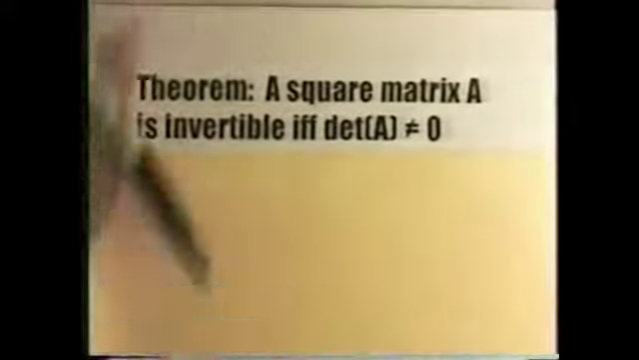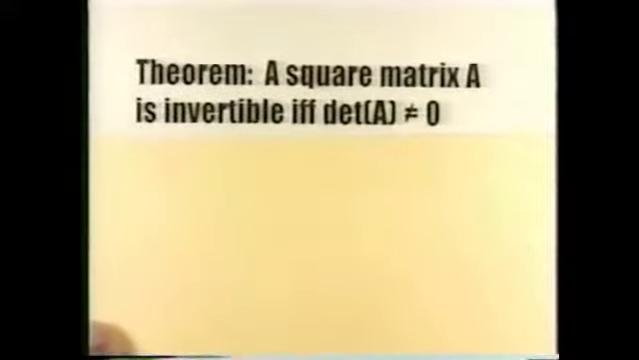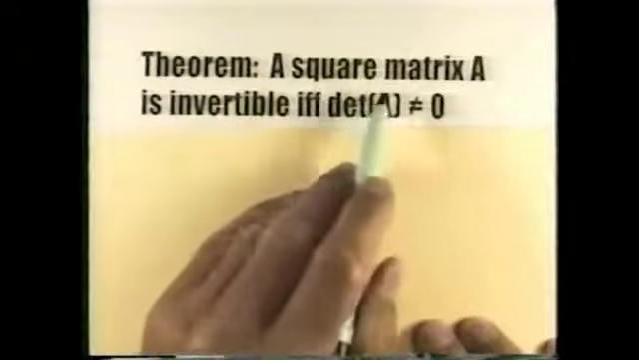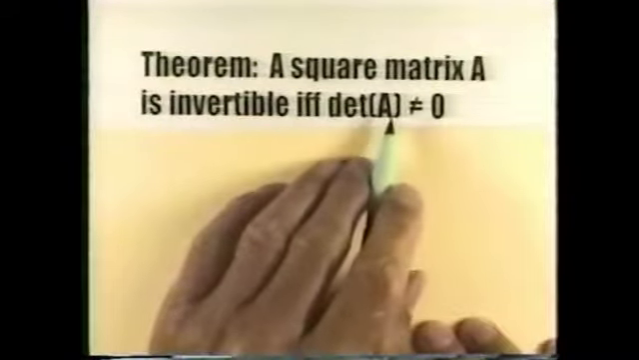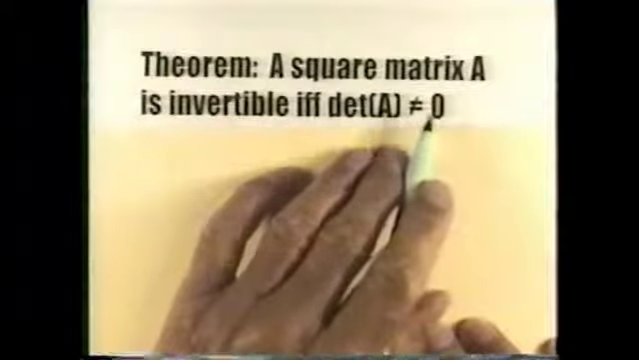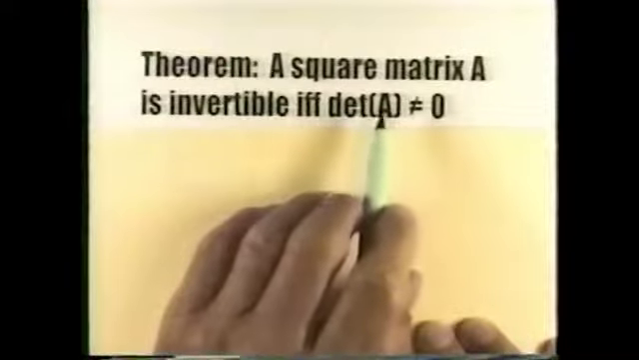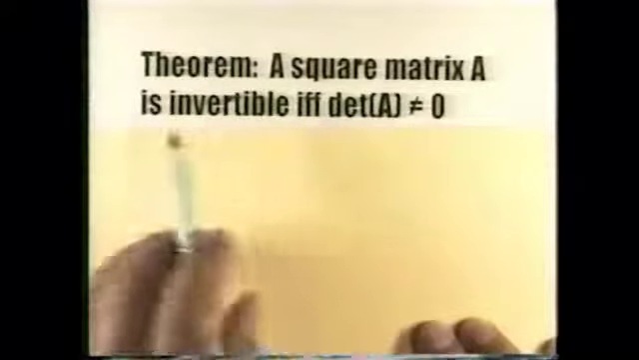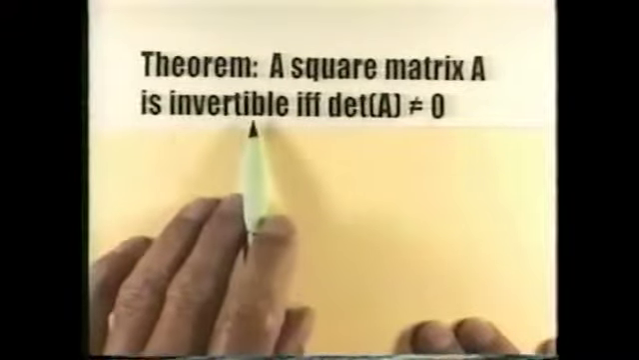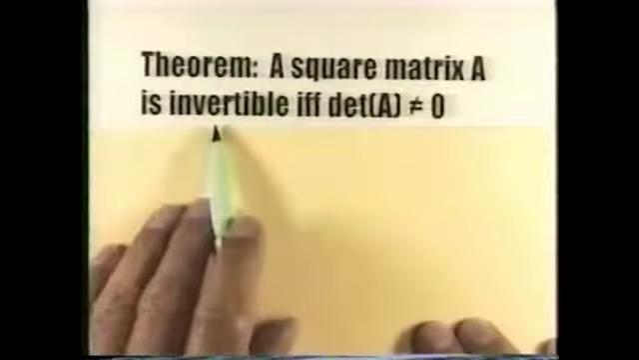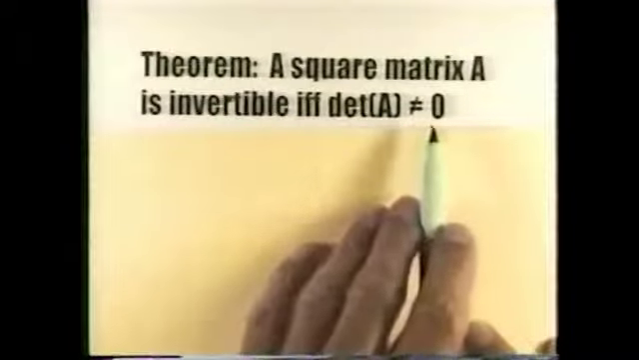Now this is an extremely important property of determinants that we'll be using throughout the course. A square matrix A is invertible if and only if the determinant of A is not equal to 0. Now, invertible means that it has an inverse, which means that it's not singular. So you need to get all those terms in mind. But it has an inverse if and only if the determinant of A is not 0.